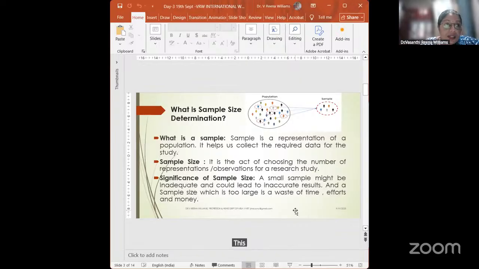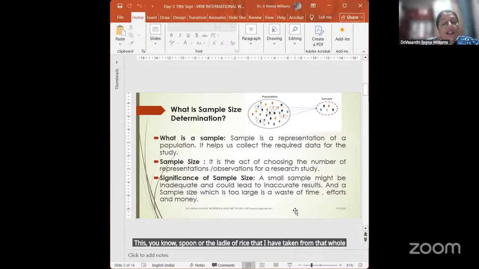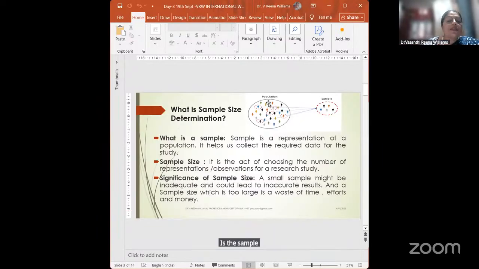This spoon or the ladle of rice that I have taken from that whole vessel is the sample. So if I consider this as the bowl of rice that is cooking, and this is the spoon or the ladle which I've used to pick the rice, then this is my sample. This is representing the sample size that I require.